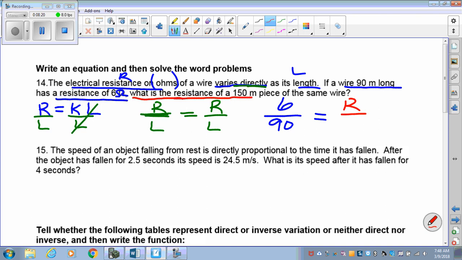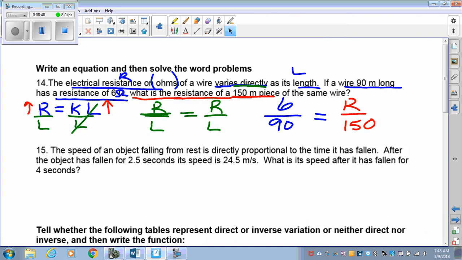So that's my R. But I do know that it's 150 meters. That's the length of it. So I have a longer wire. So we would expect, in a direct relationship, if one goes up, the other goes up. So longer wire, more resistance.